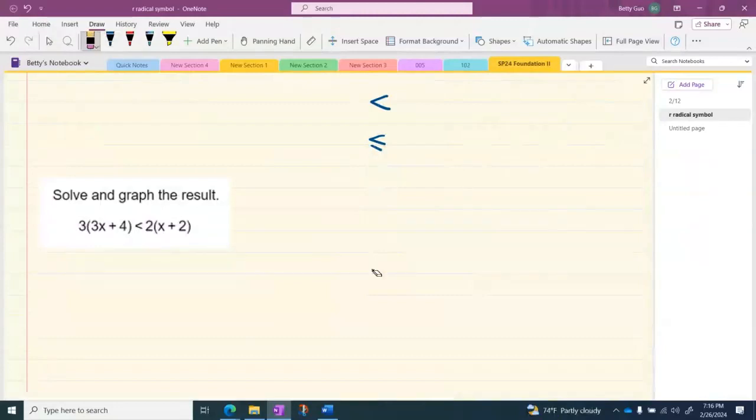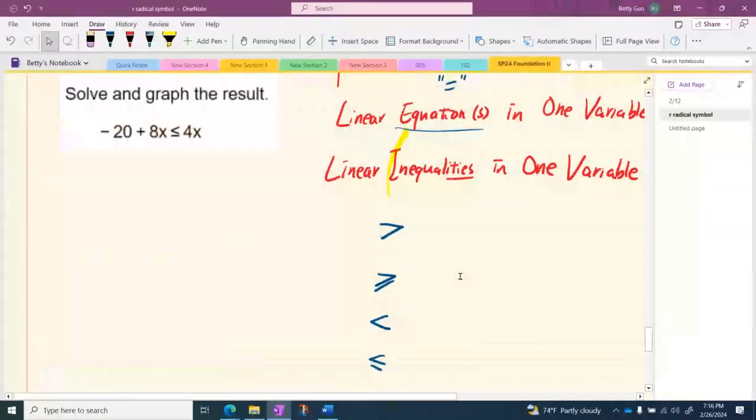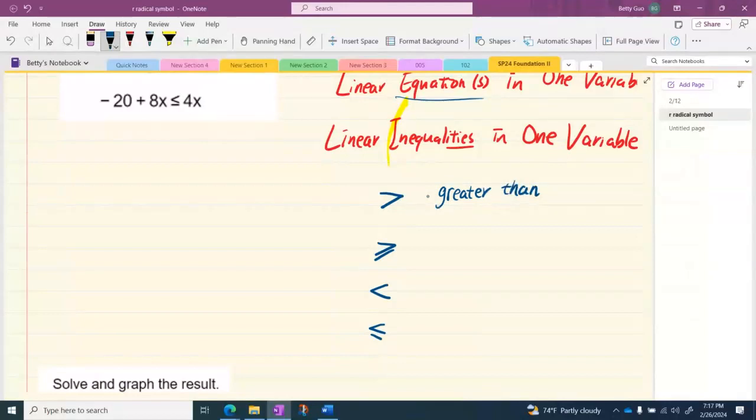So a linear inequality in one variable is something with one of those inequality symbols in it. Let me explain. The first one is greater than. Greater than or bigger than, same thing, right? And this with the bar under means greater than or equal to.